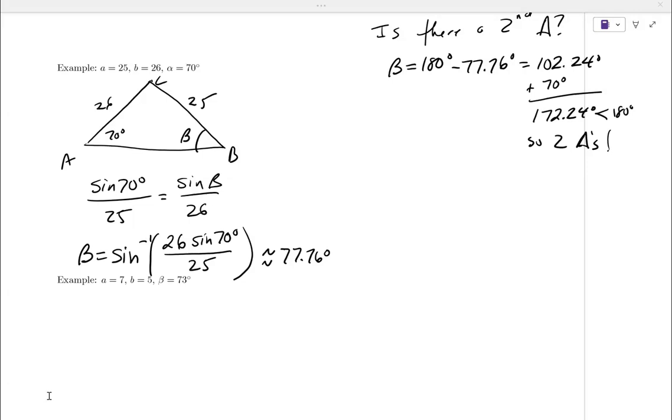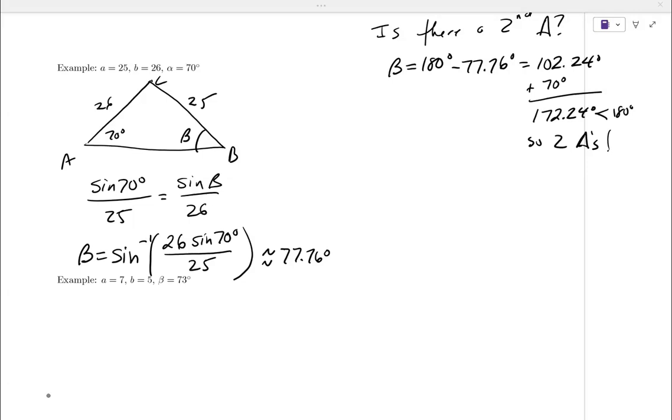All right, well, let's finish off this problem we started last time, and then do a few more of these. Probably do some application problems as well today. So we drew the triangle last time. They told us that the length of side A is 25, length of side B is 26, and the angle at A, alpha, is 70.